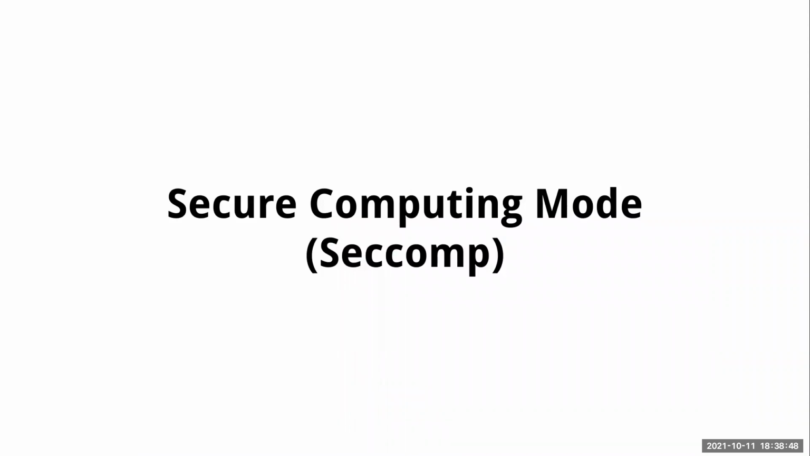We've been talking about several defensive solutions, and the next one is secure computing mode, or SecComp. This is actually a kernel system call firewall. The kernel decides whether a program can make certain system calls. This is kind of like trying to achieve least privilege for different programs.